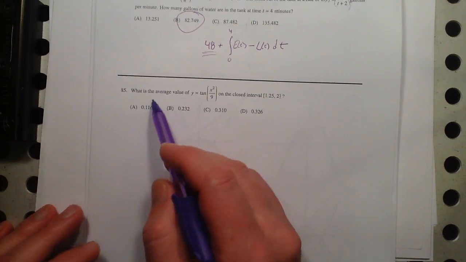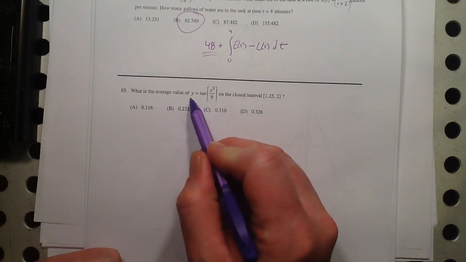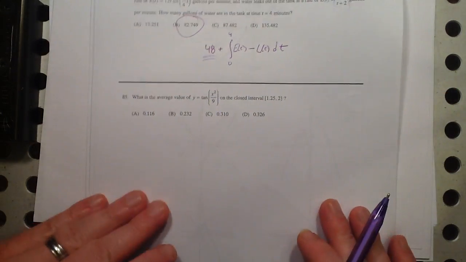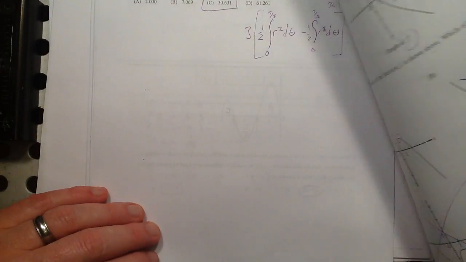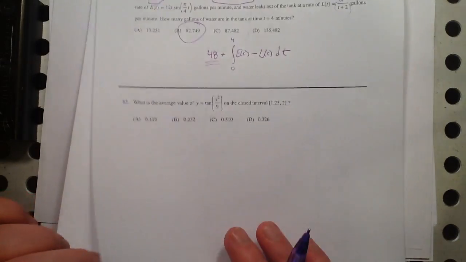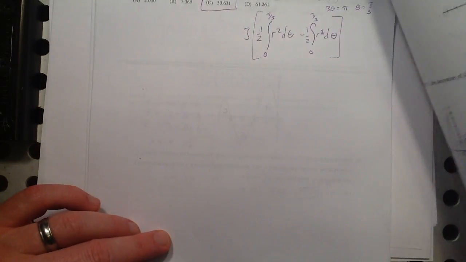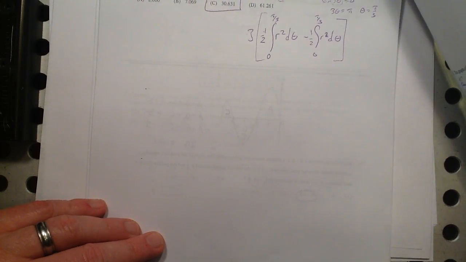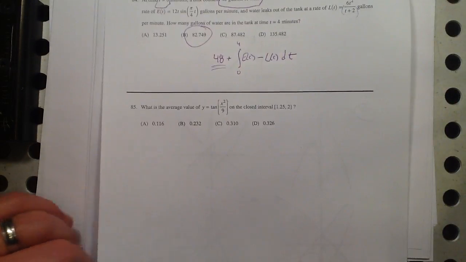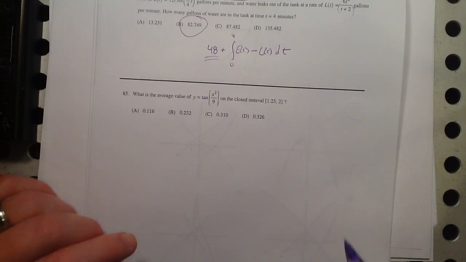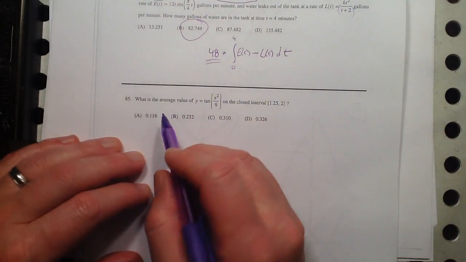Number 85. What's the average value of y equals the tangent of x squared over 9 on this closed interval? Did I skip a page or something? No, or am I just going faster? I guess I'm just going faster through these. 81. No, I'm missing a page. Dang it. Copy machine ate a page again. I'll see if I can look those up for you because I will get you that page. So I'm missing 82 and 83. I'll try to double back to those in just a sec.